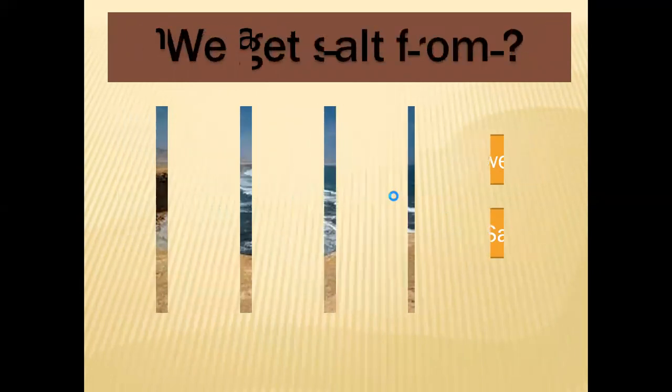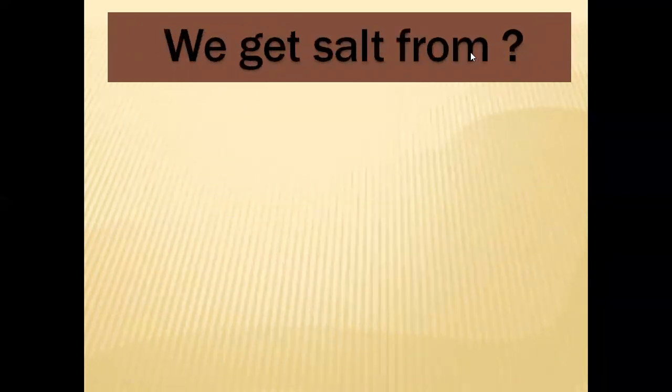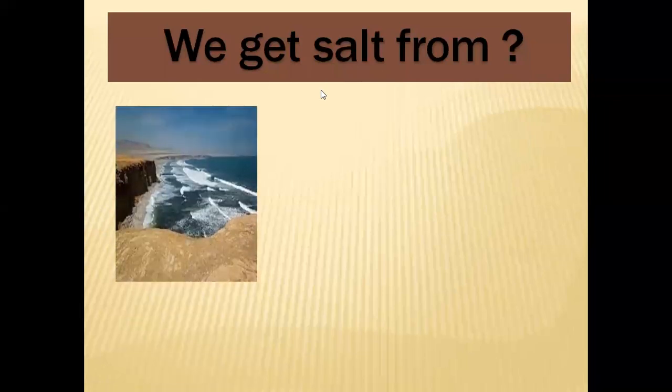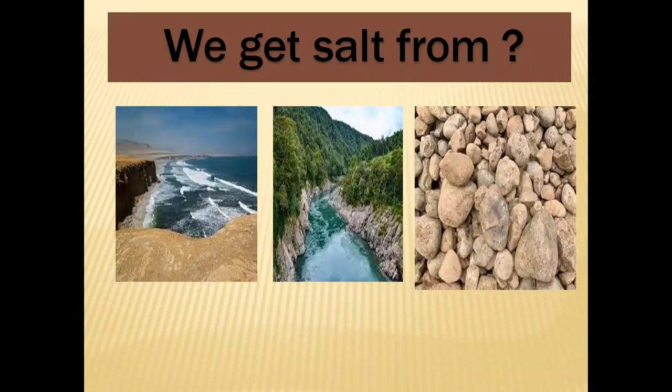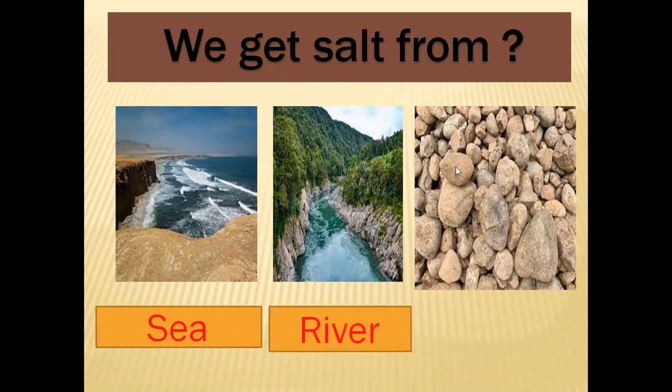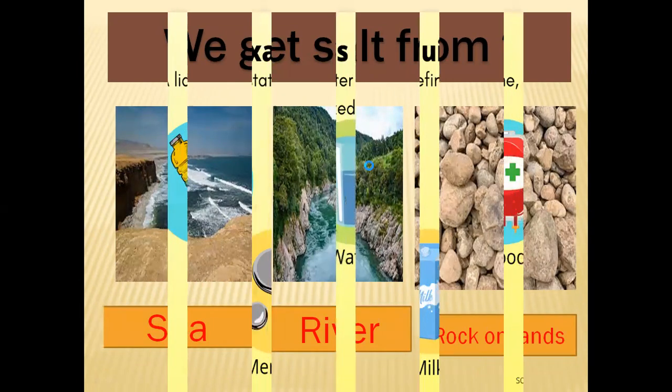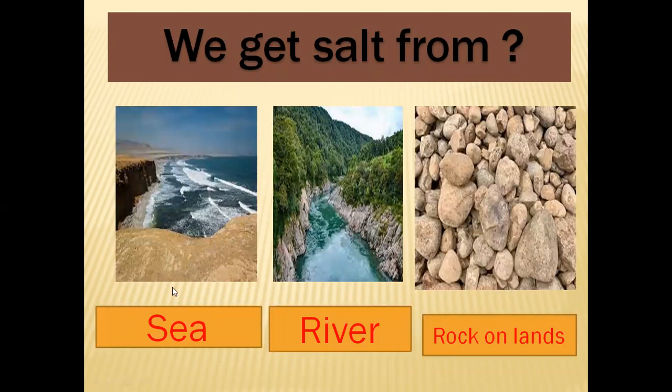Okay, moving on to the next question. We get salt from. So here are the three ways we get salt. You can see the picture. The first one is from the sea. Second one from river, and rocks on the land, we get salt from there also. Okay, so here are the three things from which we get salt. Sea, river, rocks on land.